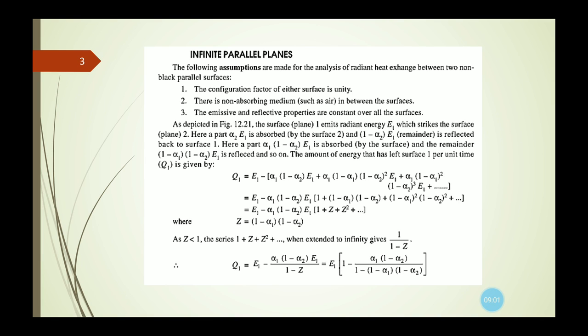Now if it is so, in that case we can represent Q1 as E1 minus alpha 1 into (1 minus alpha 2) into E1, divided by (1 minus z). Now after that, if we take this E1 common, then the representation of this Q1 becomes like this.